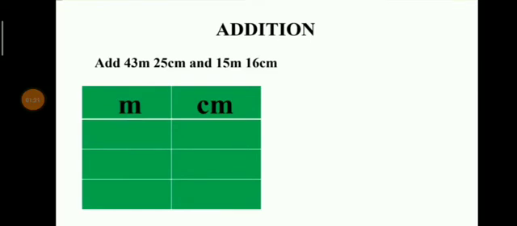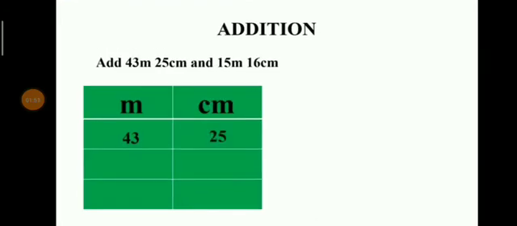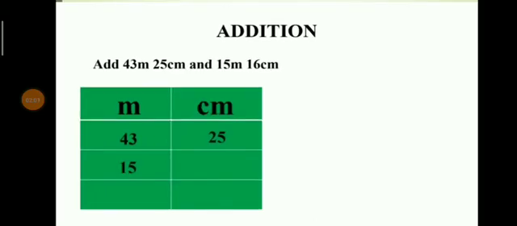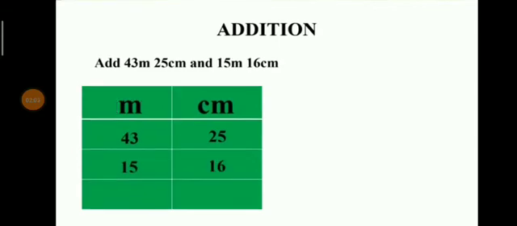Students, now read the question again. 43 meter 25 centimeter and 15 meter 16 centimeter. As it is given 43 meter, so 43 will be written under the meter column and 25 under the centimeter column. Now the next part, 15 meter 16 centimeter. So 15 will be written under the meter column and 16 under the centimeter column. Now as we have arranged the given lengths, we simply add the numbers.